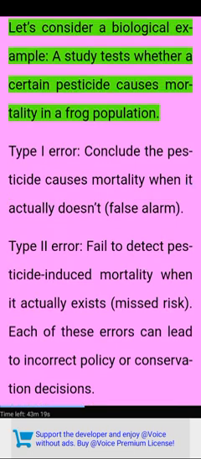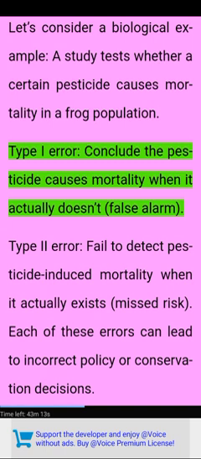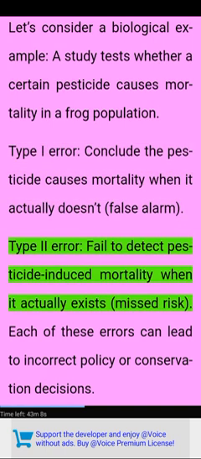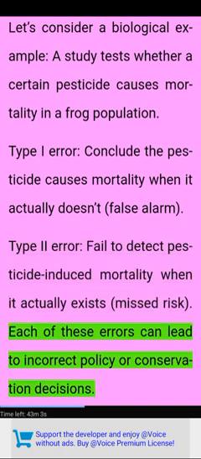Let's consider a biological example. A study tests whether a certain pesticide causes mortality in a frog population. Type 1 error: conclude the pesticide causes mortality when it actually doesn't, a false alarm. Type 2 error: fail to detect pesticide-induced mortality when it actually exists, a missed risk. Each of these errors can lead to incorrect policy or conservation decisions.